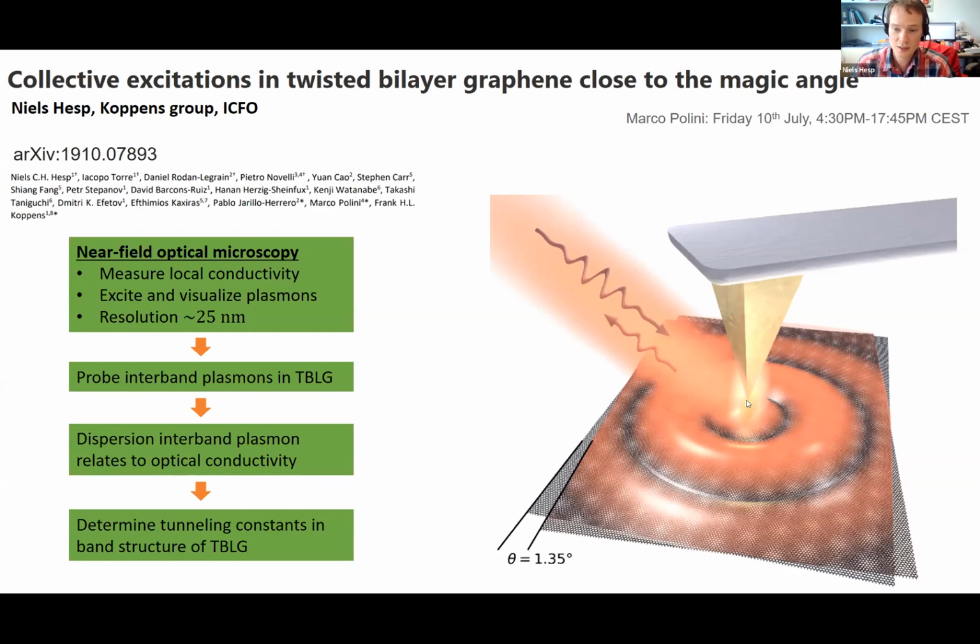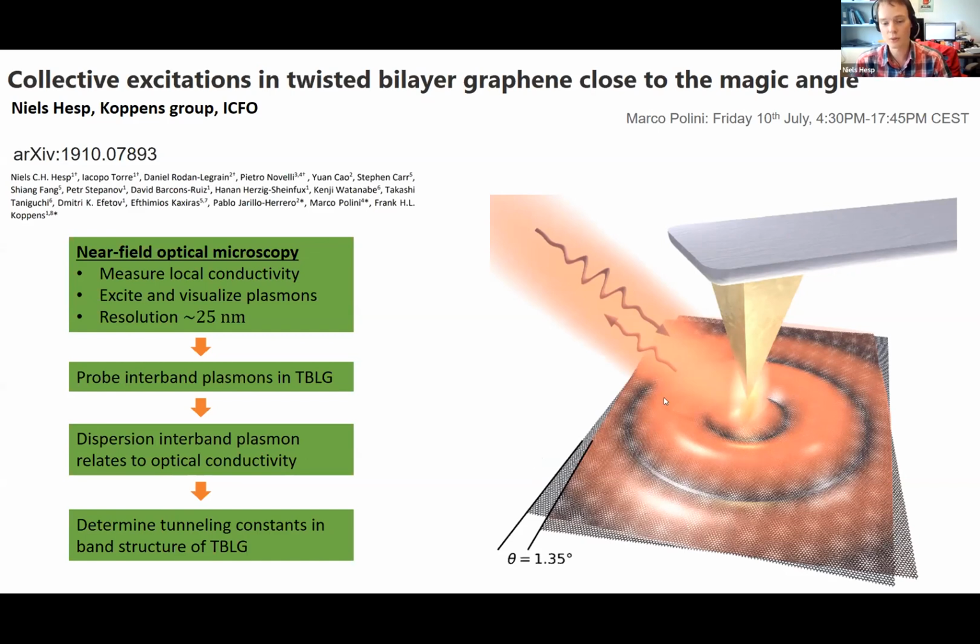In addition to this, because this tip is so sharp, it can provide momentum to launch plasmonic excitations, and also be used to visualize them. So what we do in this work here, we measure collective excitations in twisted bilayer graphene close to the magic angle. With this tool, we probe interband plasmons in twisted bilayer graphene. The scheme is that with these interband plasmons, we can determine their dispersion. This is related to the optical conductivity, and this in turn we can relate to the band structure of bilayer graphene. By comparing it with our results, we can make conclusions about the tunneling constants in the AA and the AB regions in this system.